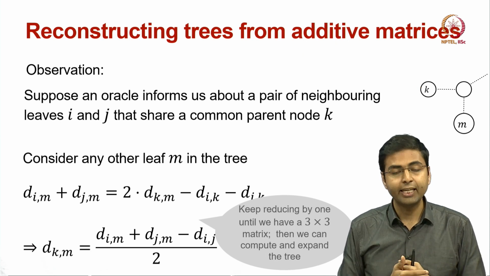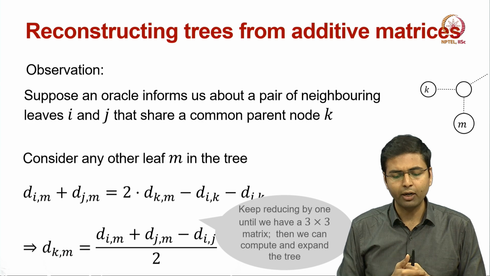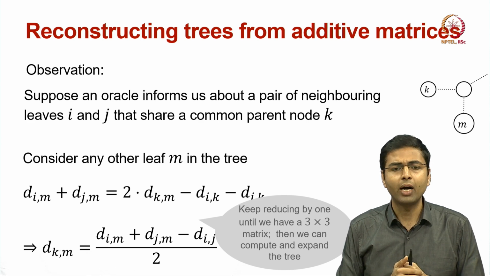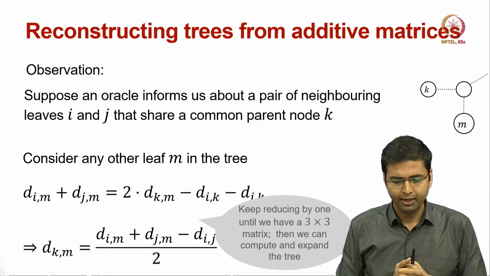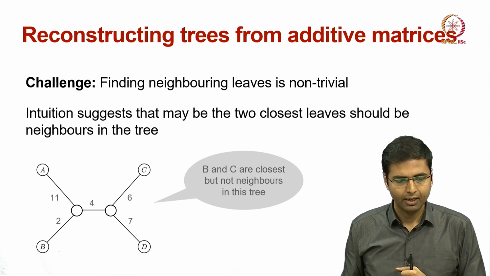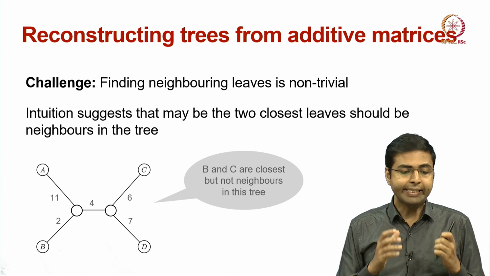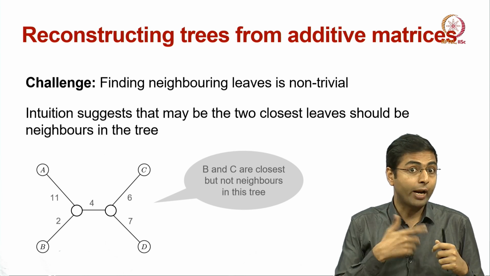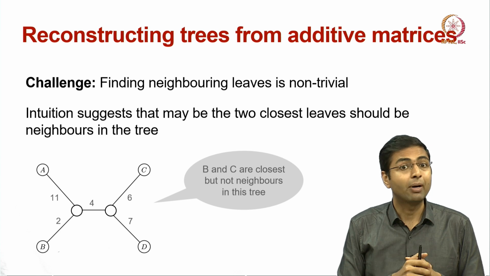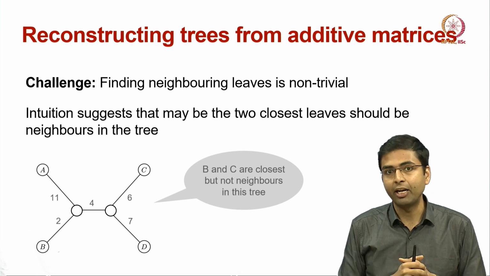So, keep reducing either until you have a 3 cross 3 matrix or until you have a 2 cross 2 matrix, because both 3 cross 3 and 2 cross 2 are trivial to solve, and we can compute and then expand the tree. Now, of course, the key challenge here is that we are assuming that there is an oracle which is telling us what neighboring leaves are, but finding neighboring leaves is non-trivial in general.